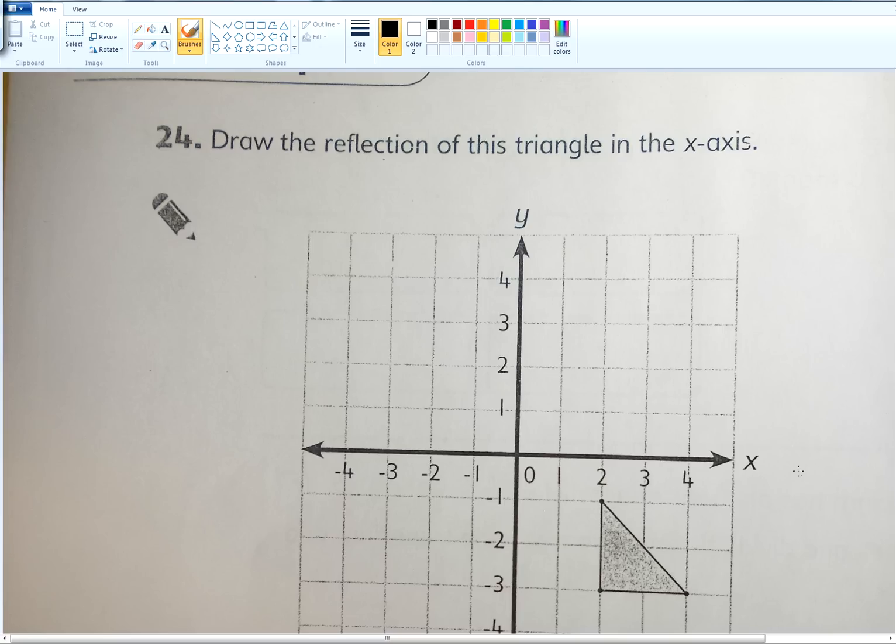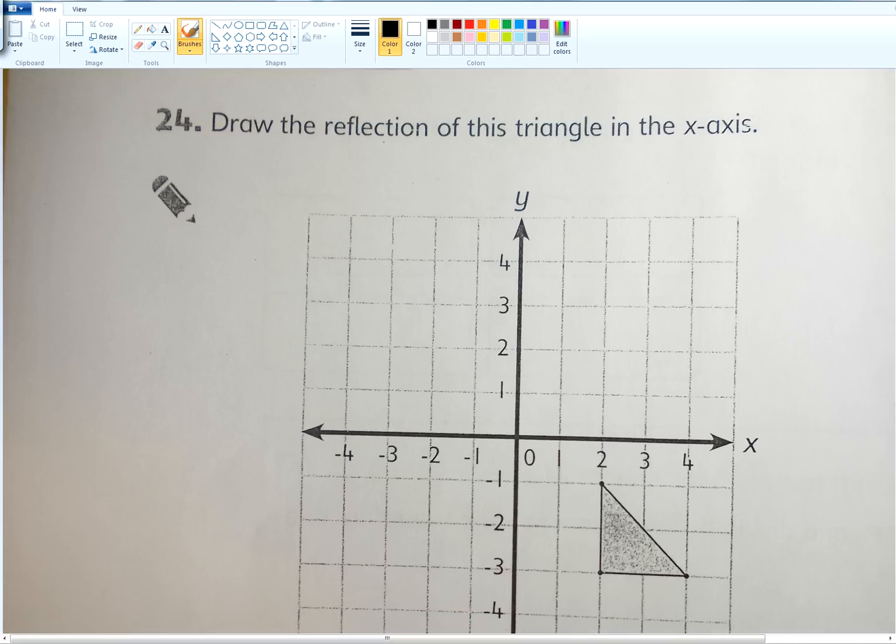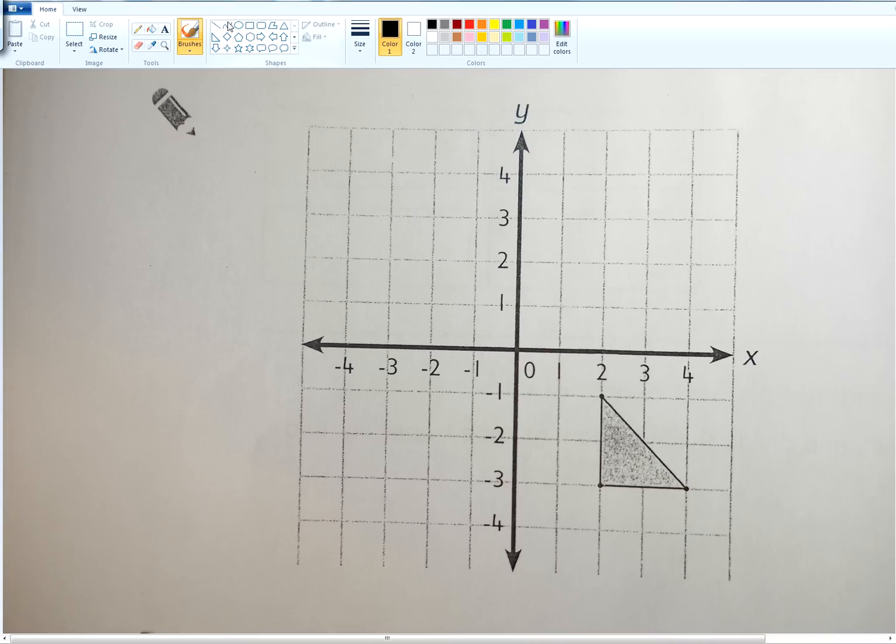Number 24. Draw the reflection of the triangle in the x-axis. Okay, the x-axis is this line over here. Let's get a nice red color. Let's get a nice big fat pen. This is the x-axis here. So this is your mirror line. So we have to reflect this triangle up here. So this point will go there, and this point will go there, and that point will go there. And we need to join them all up with a line. So what do we get? We get this, this, and this.